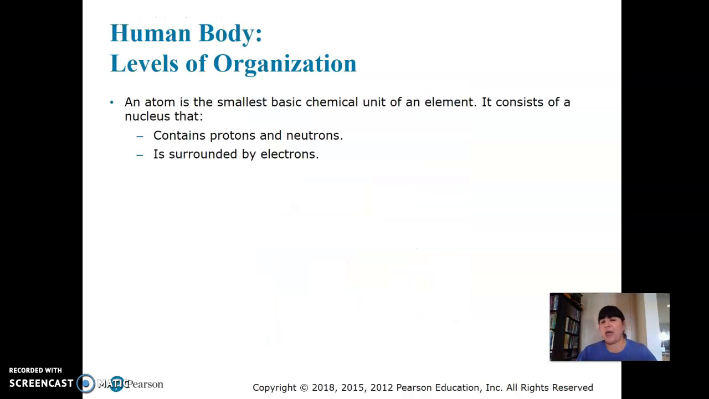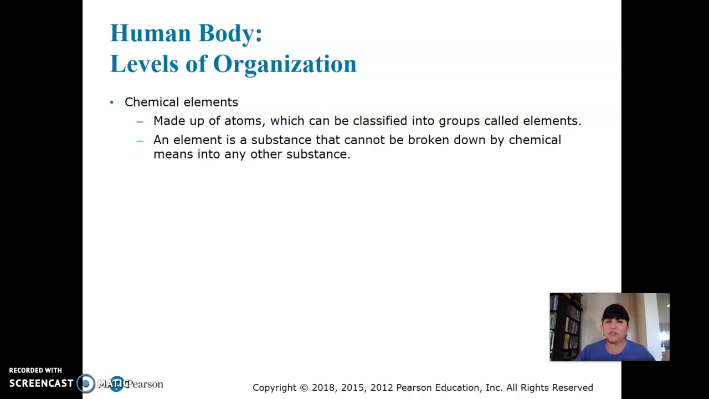So this talks about atoms, the smallest. Every slide here is talking about those parts, right? So atoms have protons and neutrons, and then electrons around them.